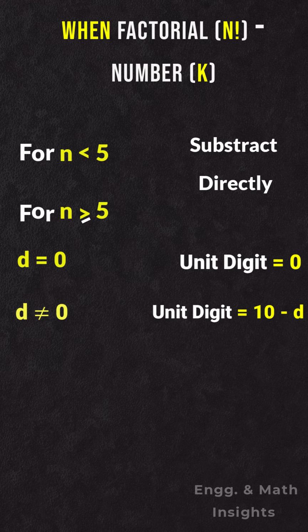If k ends with 0, then the unit digit is 0. If k ends with d not equal to 0, then the unit digit will be 10 minus d. That's the complete trick for the unit digit of n factorial minus k.